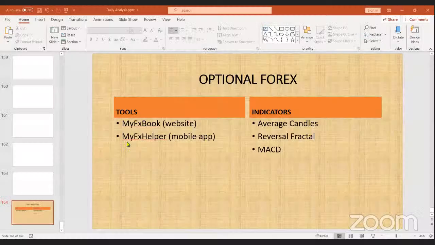So this is what I've shared so far. My FX Book, which is really for journaling purposes. My FX Helper, which is a mobile app; both Apple and Android should have it. It gives you a myriad of information, be it currency strength, COT data, and today's news. I think this is free of charge, you don't need to pay anything for it. So these are the tools I've shared so far.